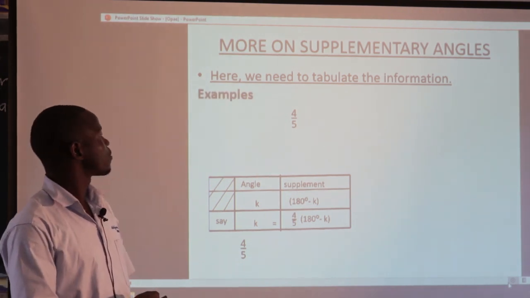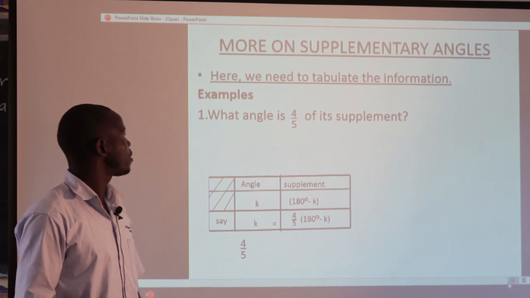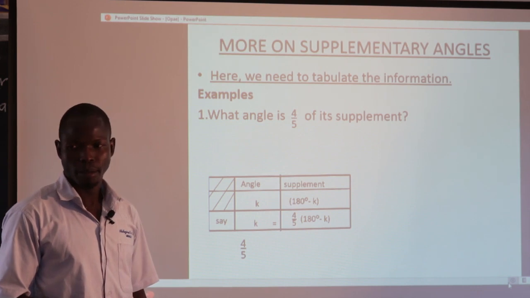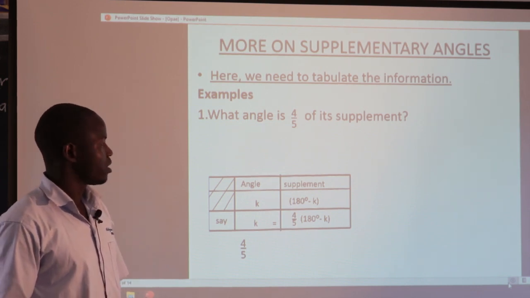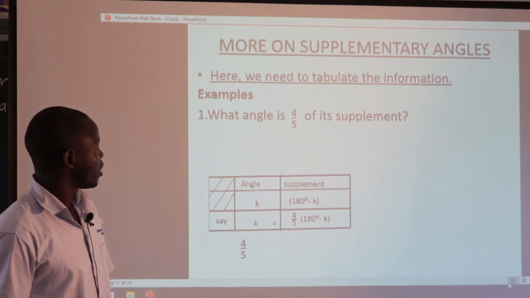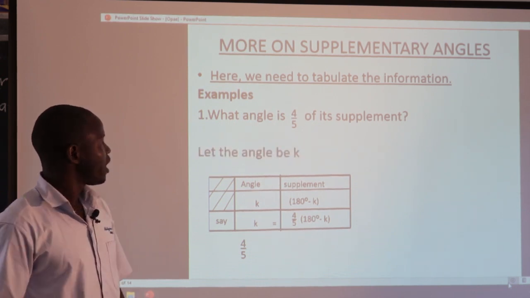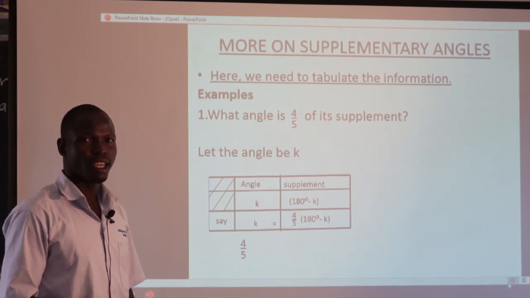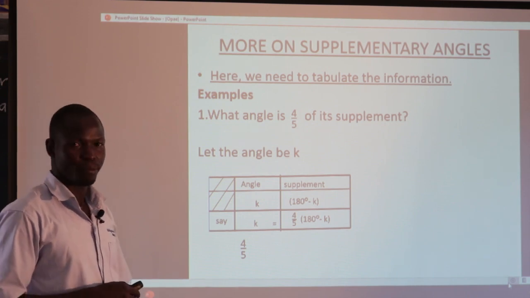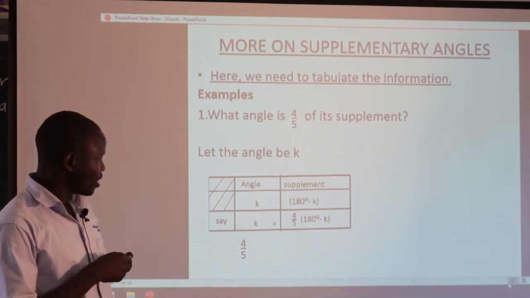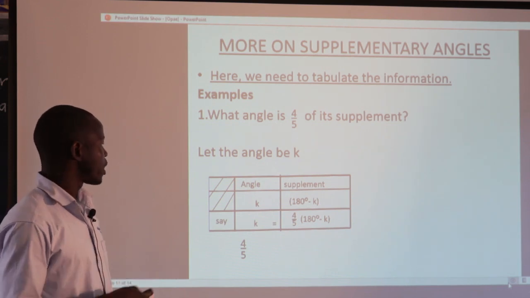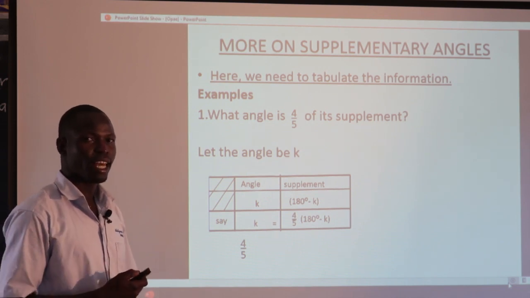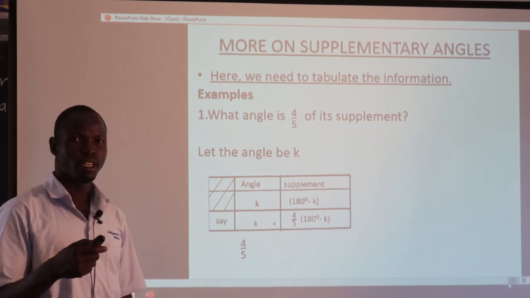Let's look at our examples. Example 1 is here. It says, what angle is 4/5 of its supplement? You say, let the angle be K. You begin by saying, let the angle be K. After letting the angle be K, we draw a table as you see here. 3 columns, 3 rows. The first 2 parts, shade them off because we are not writing anything there. Just like the way we used to draw these tables in complementary angles.